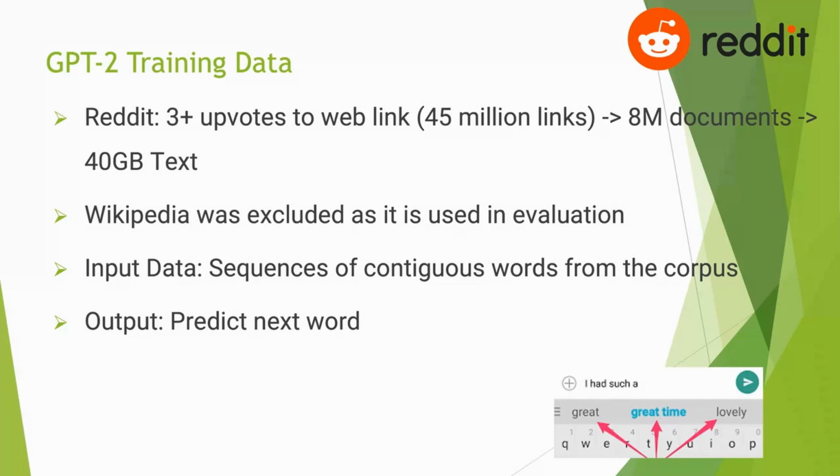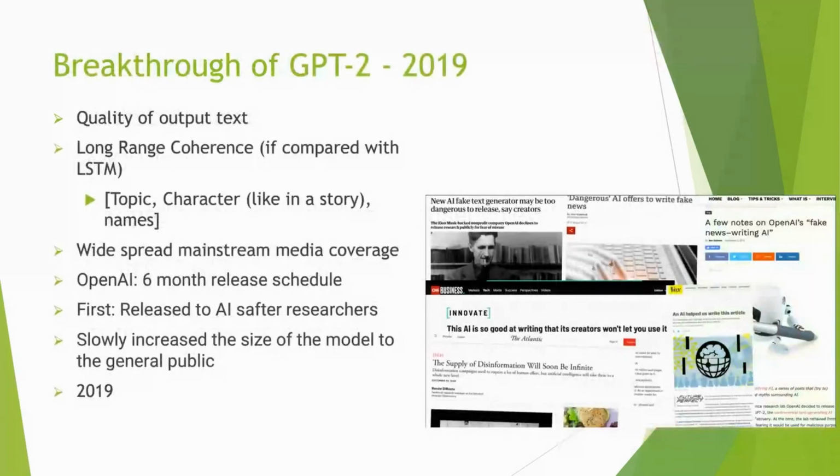Wikipedia was excluded because it was used for evaluation, and the input data is a sequence of continuous words, and it predicts the next word, and that's it. So it predicts the next word.